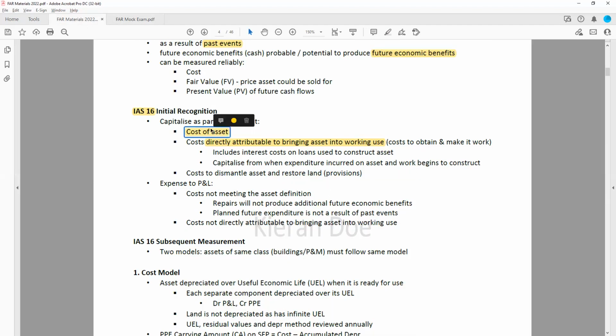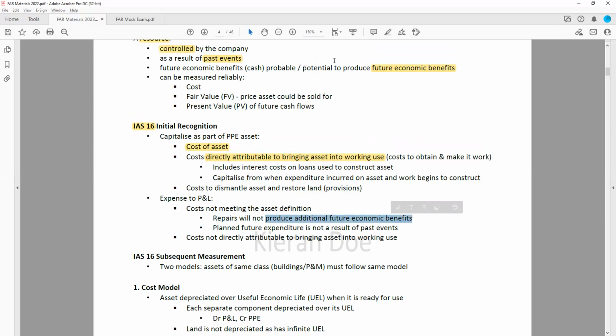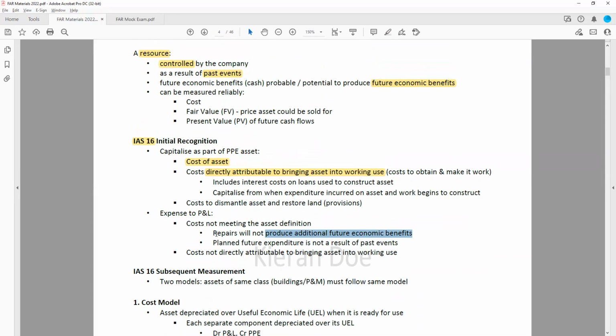So we're looking at the cost of the asset and any costs which are directly attributable to bringing it into working use. Now we're saying that's what's capitalized as part of the asset, and anything else is expensed. So any costs not meeting the definition of an asset. So for example, repairs. It's unlikely they need to repair it now, but in the future, if they have to repair it, then that isn't going to produce additional future economic benefits above and beyond what the asset was already going to produce. That's just a normal repair, so that gets expensed.